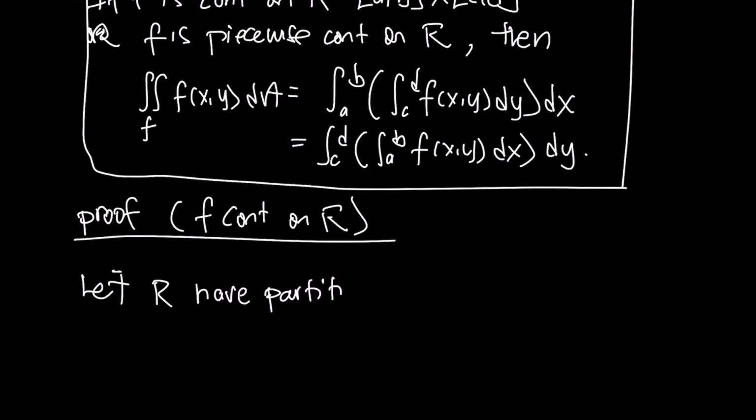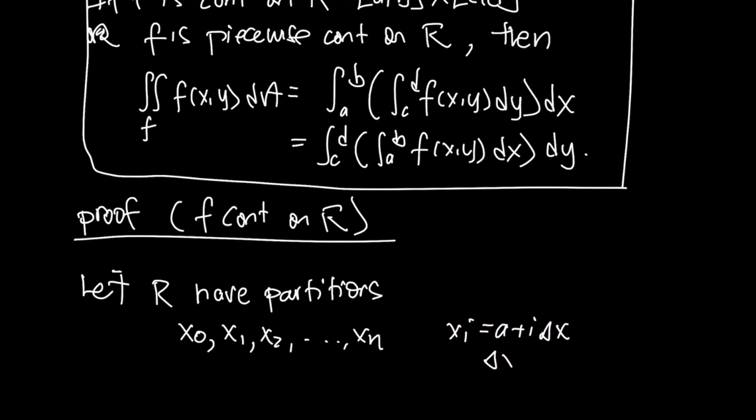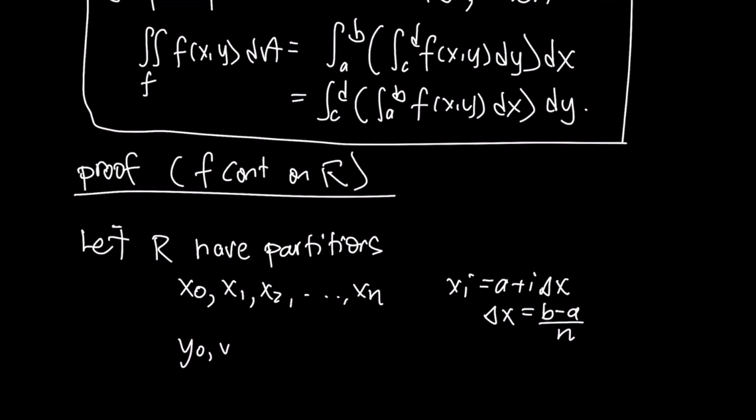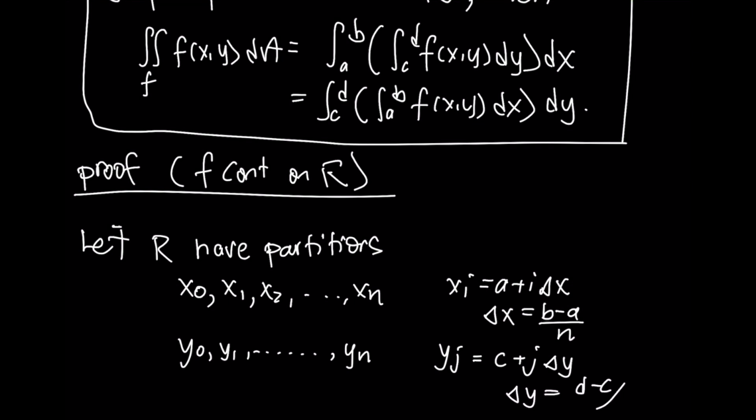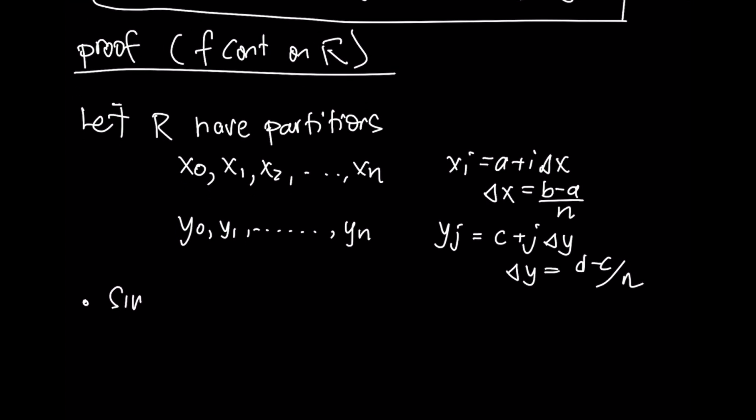The x values partitioned x0, x1, x2, all the way up to xn, where xi is just a plus i delta x, and delta x is going to be equally spaced here. We're also going to let y be partitioned with the exact same number of points, though generally it won't really matter. I'm just trying to illustrate this to you for a simple case. So this would be c plus j delta y, where delta y is now (d minus c) over n. And the point here is that we know that the function is continuous on R, so that means its integral exists.